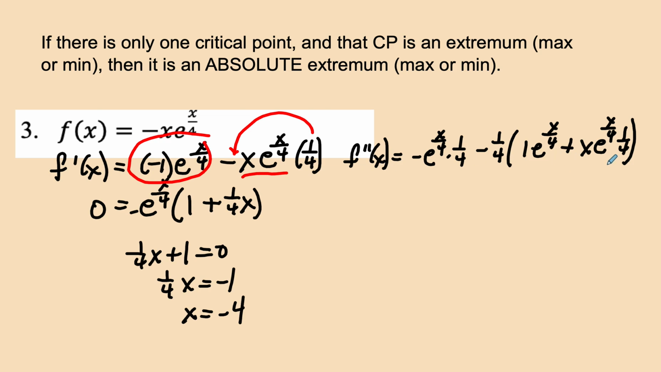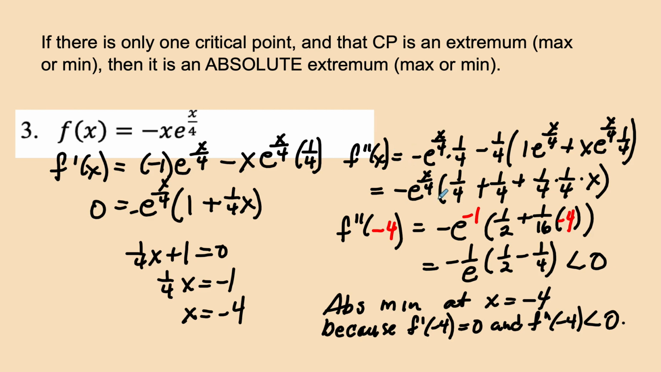which is the product rule. Okay, once I do that, I'm going to have this, and then I can substitute my -4 in there. And when I substitute my -4 in there, I find that inside the parentheses is positive, outside the parentheses is negative, which is less than 0. So this is a point that's sitting on concave up, and so that point is going to be an absolute minimum because the curve is going up at that point.